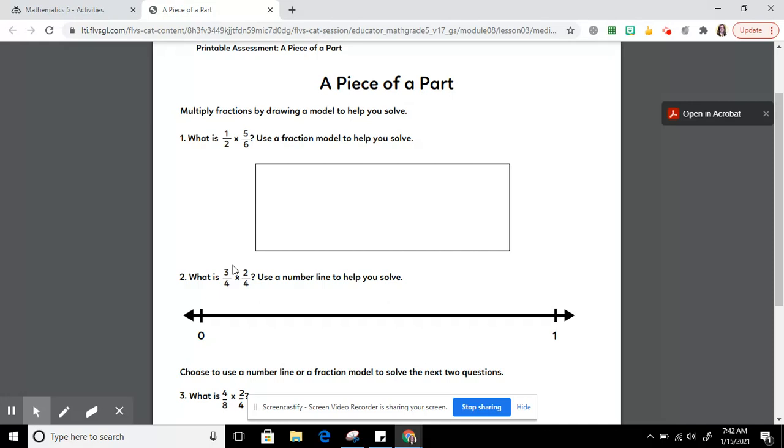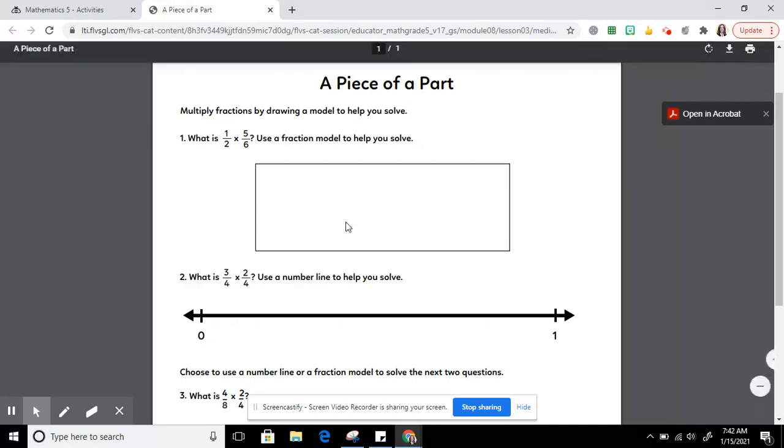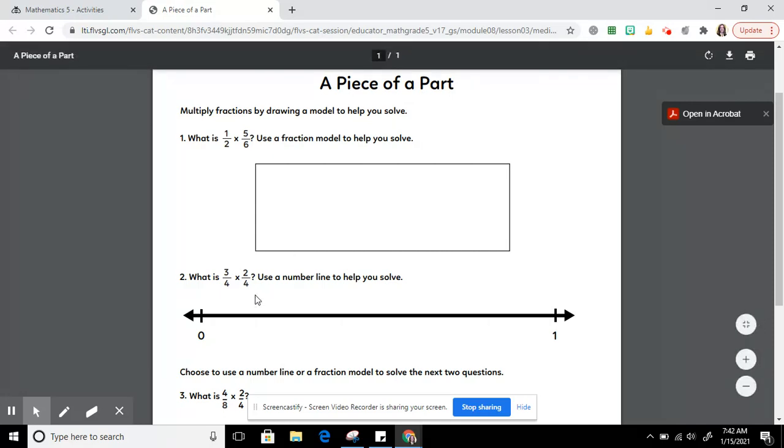So number 1, we're doing 1/2 times 5/6, and we're going to use a fraction model to help us solve that problem. And then number 2, we're doing 3/4 times 2/4, and we're going to use a number line to help us solve the problem.